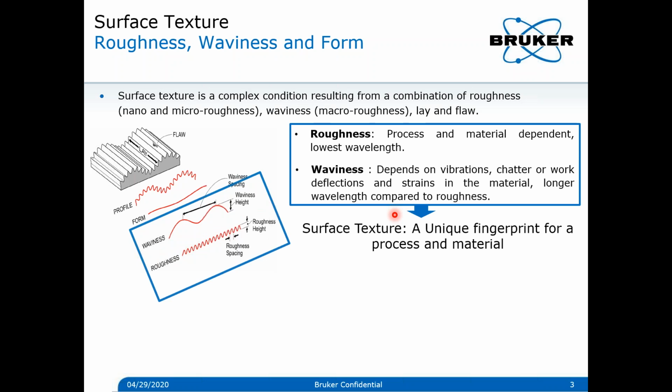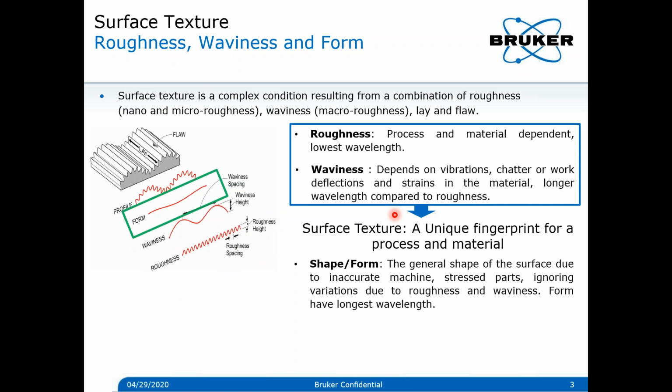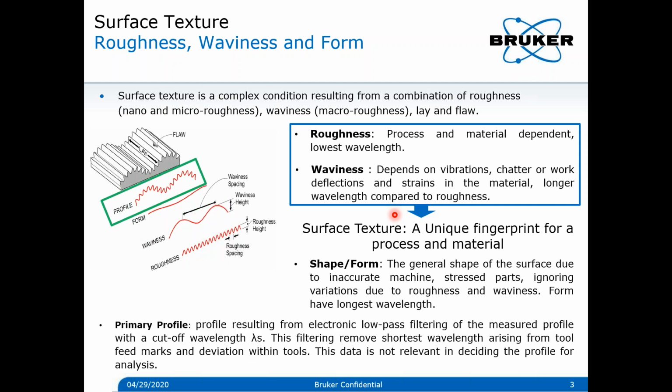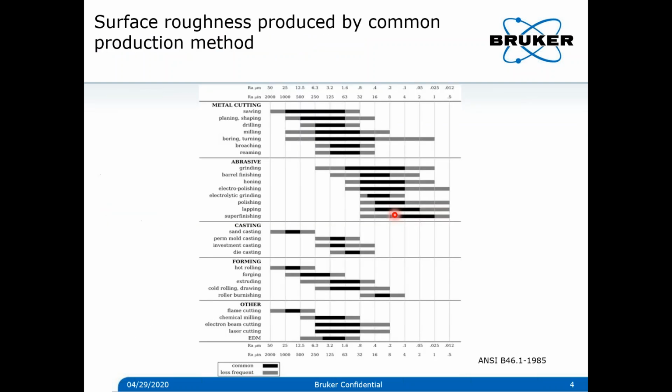And then roughness plus waviness form surface texture. People use roughness and surface texture as synonymous, but the right definition would be to use surface texture as roughness plus waviness. And then you will have a shape or a form which is associated with the workpiece or the surface. This general shape of the surface is due to an inaccurate machine or stress parts. The form will typically have the longest wavelength. When you start measuring a surface, you start with a raw measurement, which is then filtered electronically to make a primary profile. So certain cutoffs are applied to take out the primary profile from the raw data. We will be discussing that as we go along.